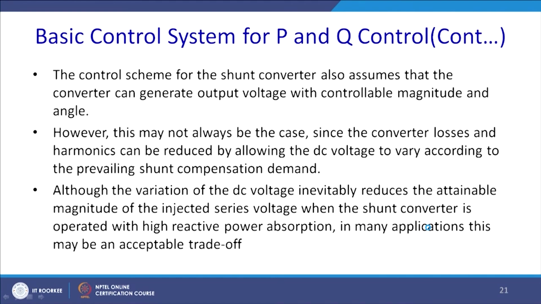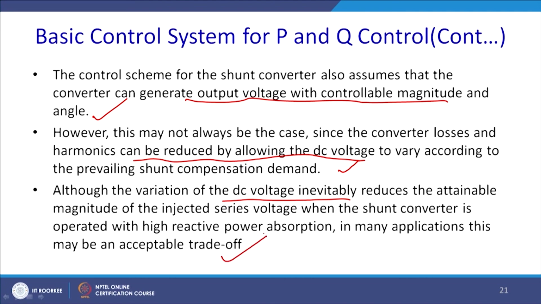The control schemes for the shunt converter assume that the converter can generate output voltage with controllable magnitude and angle. However, this is not always the case, since the converter losses and the harmonics can reduce it, allowing the DC link voltage to vary according to the prevailing shunt compensation demand. So, we have to actively compensate the DC link voltage. The variations of the DC link voltage inevitably reduce the attainable magnitude of the injected series voltage when the shunt converter is operated with high reactive power absorption. In many applications, this may be an acceptable trade-off, so we have to set a limit on it. This is the basic control of the PQ.